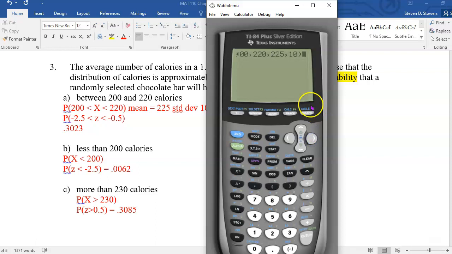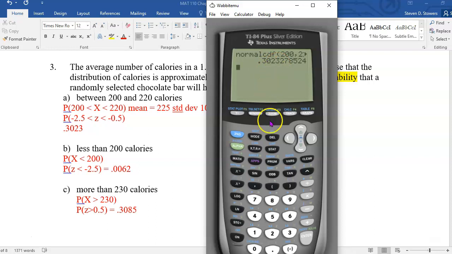And if you have an older model of graphing calculator, you might have to type this in directly yourself, just like that. But now when I hit enter, it gives me the answer, 0.3023, and then some more digits after that.